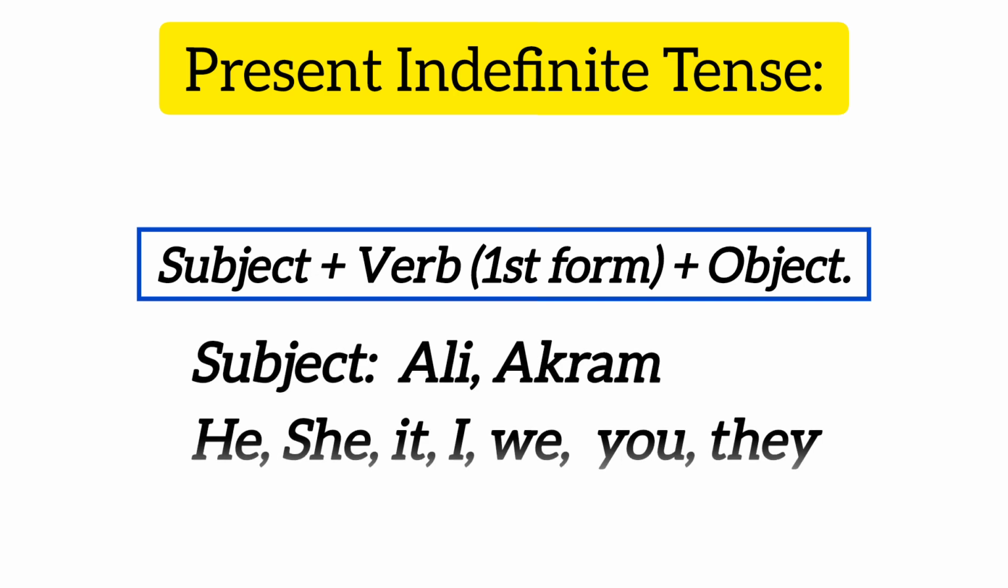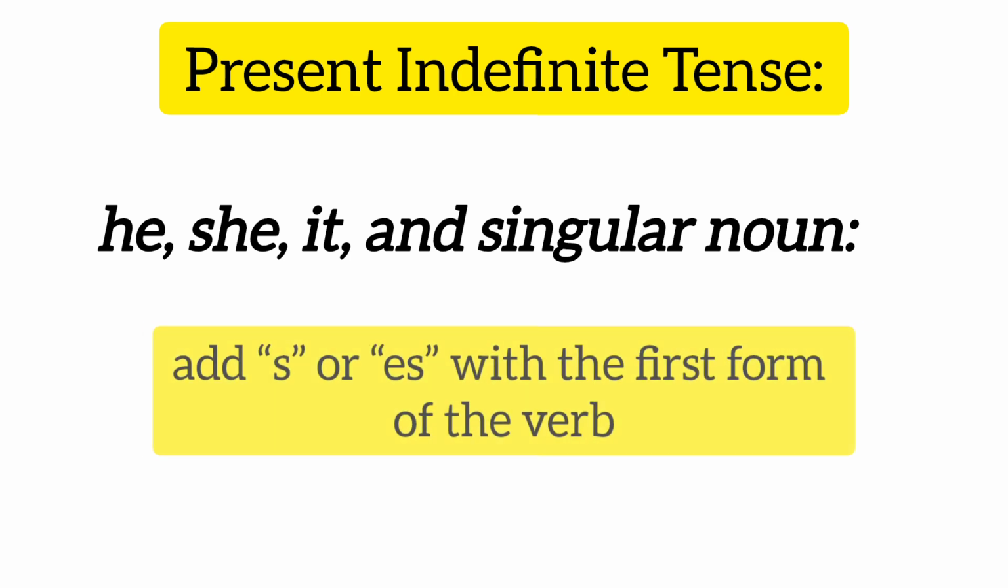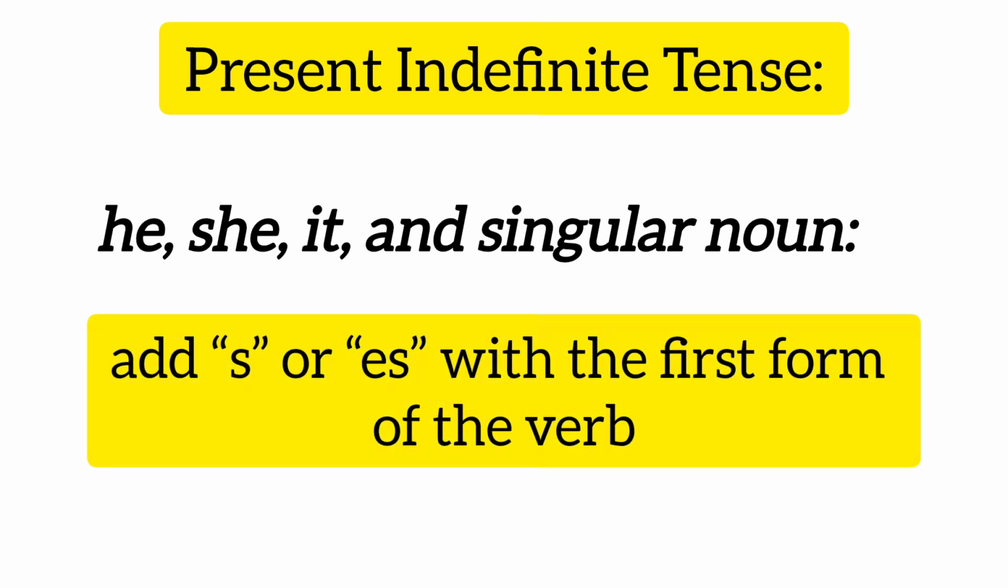What is subject? Subject can be a name, that is Ali, Akram, or it can be a pronoun like he, she, it, or I, we, you, they, etc. Remember that for the pronouns he, she, it, and singular noun, you have to add s or es with the first form of the verb.